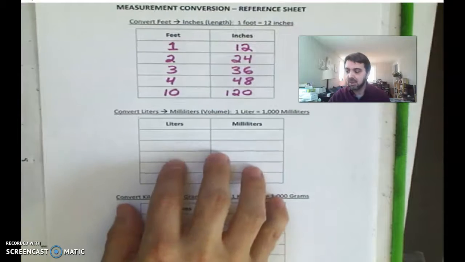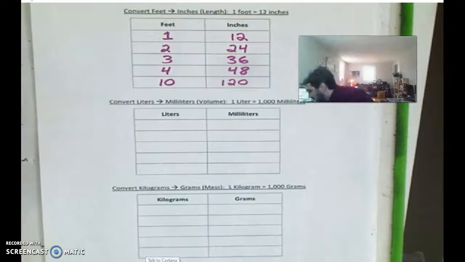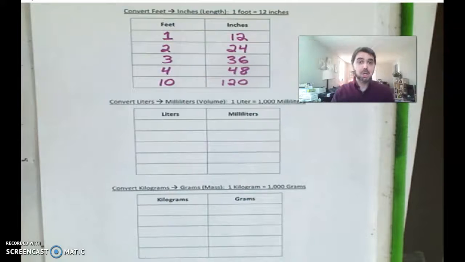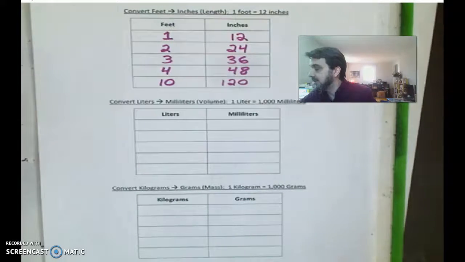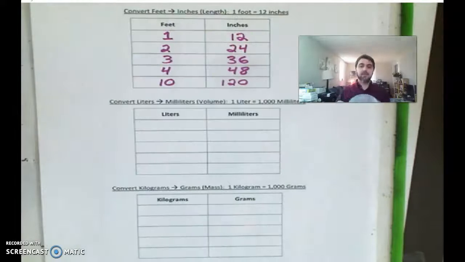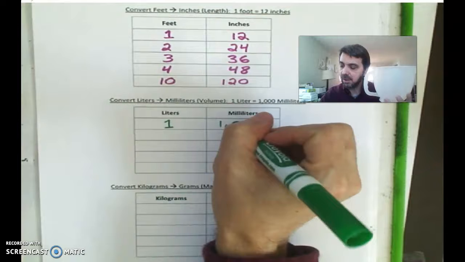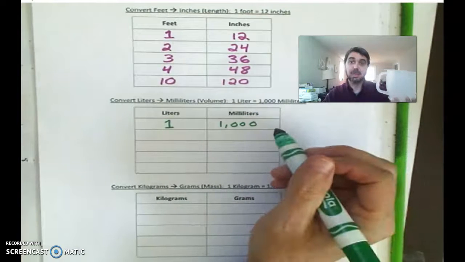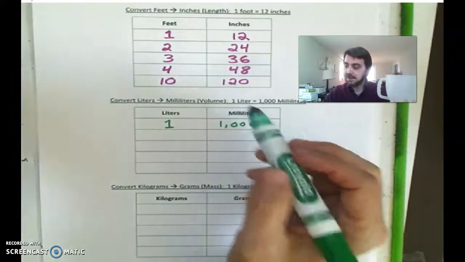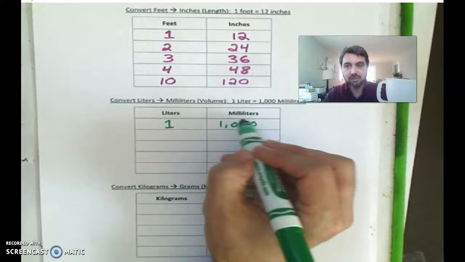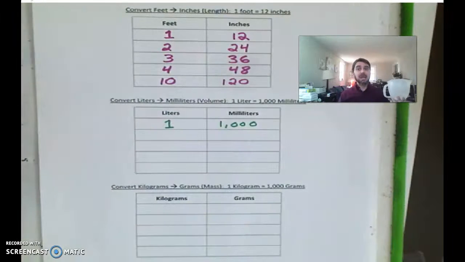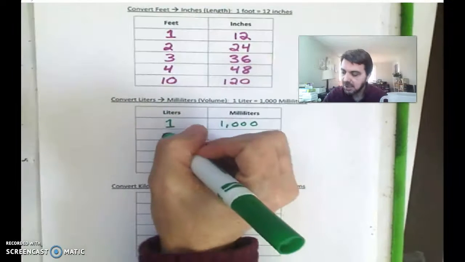So let's make some recordings here to help you with your work. Let me get a different color marker. If we have 1 liter, we'll write down that means we have 1,000 milliliters, because milli can often mean 1,000, like a millennium is 1,000 years. So what if we had 2 liters?